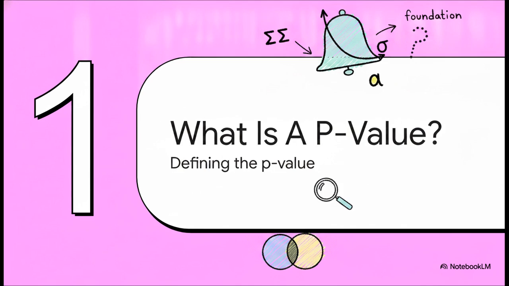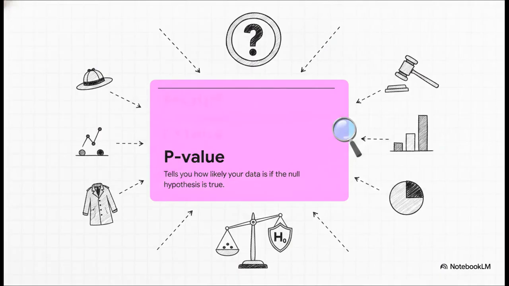What is a p-value? Let's lay the groundwork. The p-value basically tells you how likely your data is if the null hypothesis is true. Now, think of the null hypothesis, or H0, as the prime suspect in our investigation. It's the baseline, the nothing to see here, no effect whatsoever scenario. So the p-value is the tool that tests your evidence against that suspect. It asks a very specific question. If there was actually zero effect in reality, what are the chances I would see data this extreme?